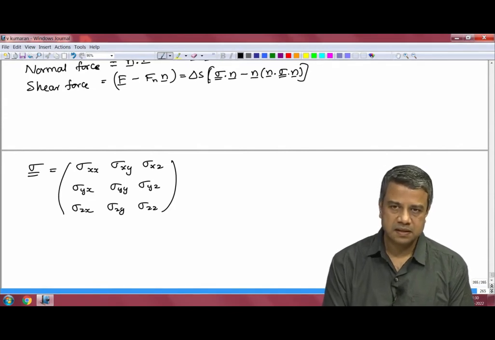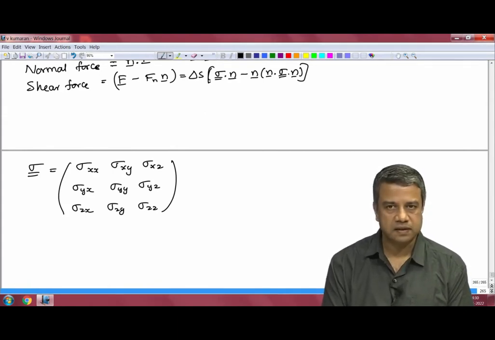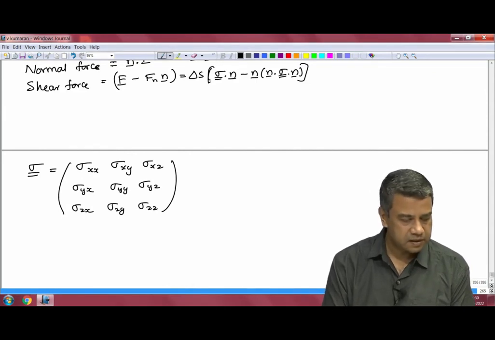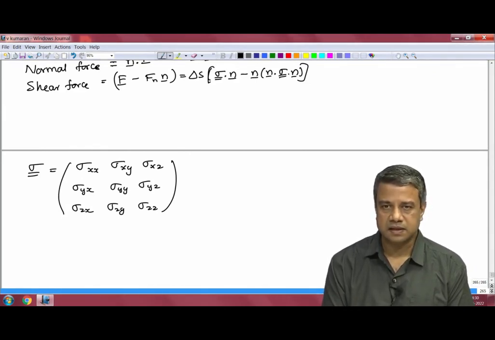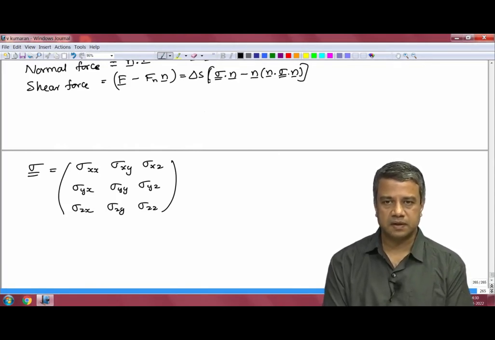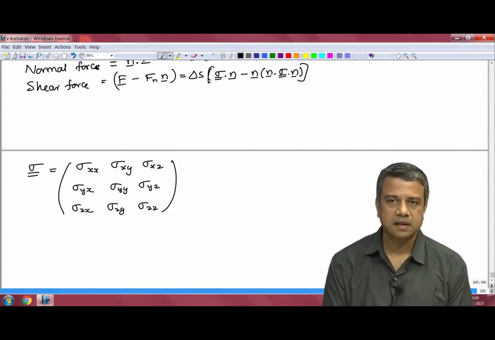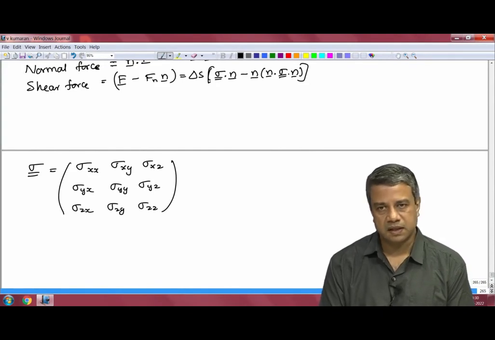Similarly, the stress tensor is a tensor. It has two directions associated with it, the direction of the force itself and the direction of the perpendicular to the surface. And this also has an identity that is independent of the coordinate system used to analyze it. It's an object which is independent of the coordinate system, and it has two directions.